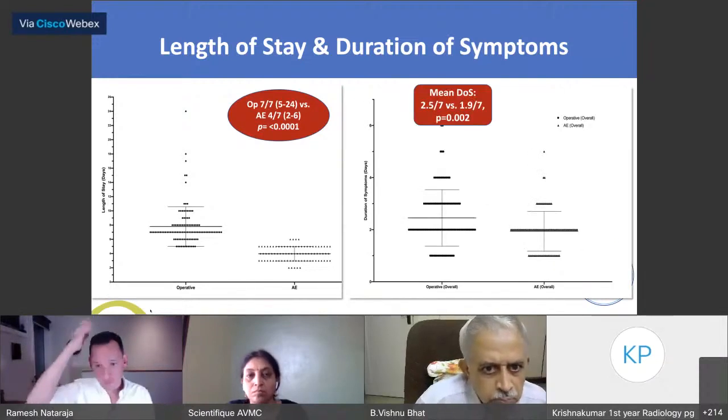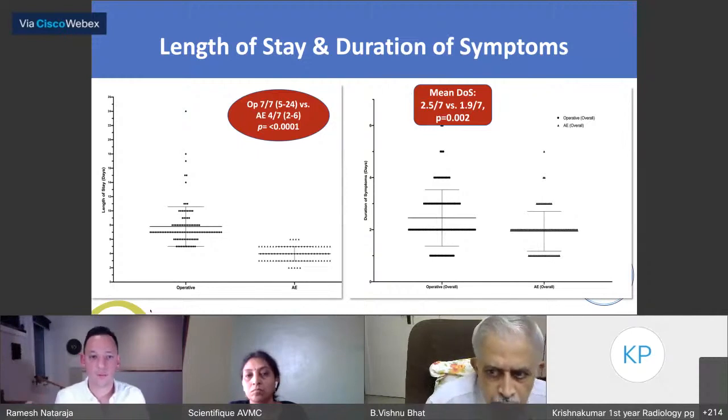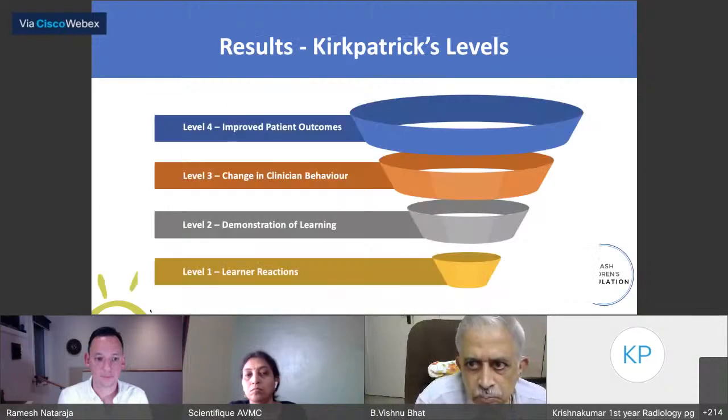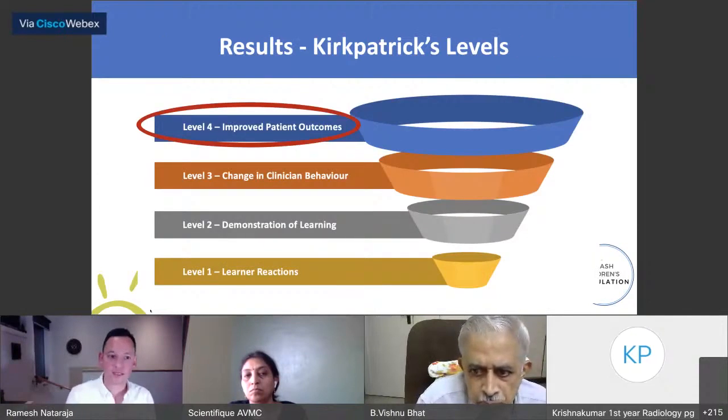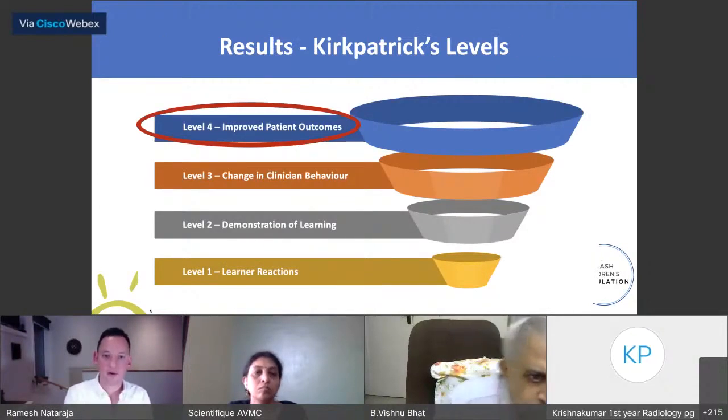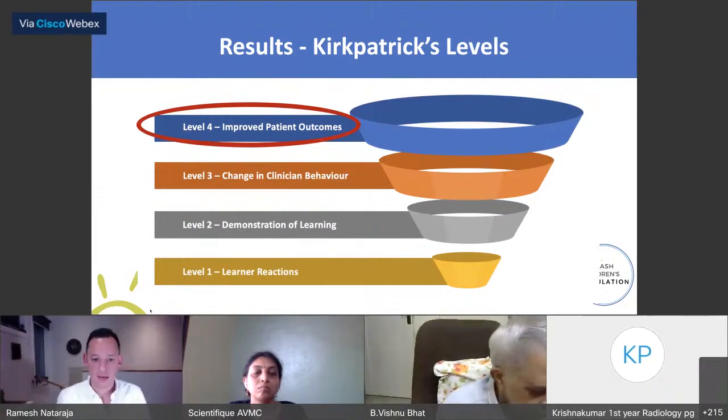And the duration of symptoms was also significant. So there was a bit of patient selection in the fact that they had a longer duration of symptoms. They probably had an operation, but that's probably okay in the initial stages as well. So we proved that on Kirkpatrick's level 4, we improved patient outcomes by a simulation intervention. And that's certainly something very powerful, which we should all try and achieve, but it's actually very difficult to achieve in many settings.